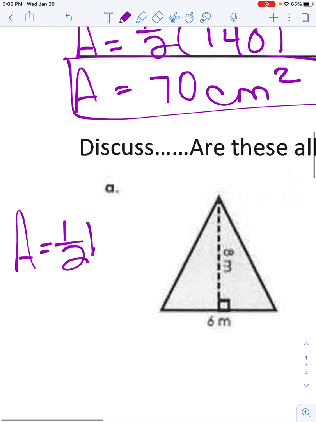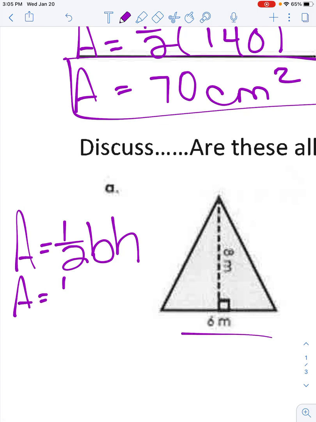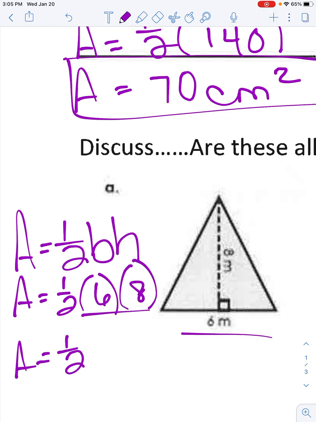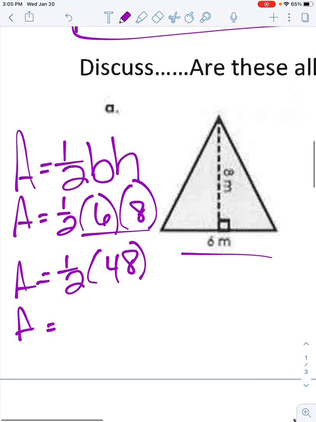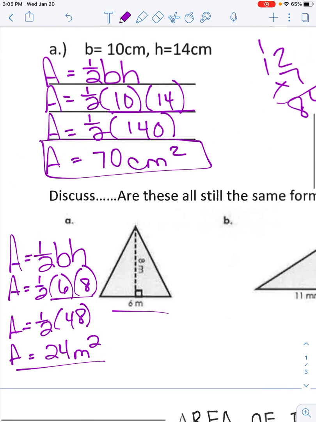Area, 1/2 base times height. Base is the bottom, what it's sitting on. So the base is 6. The height straight up and down is 8. Base times height gives me 48, but we have to do half of 48, or 48 divided by 2, which is 24 meters squared.